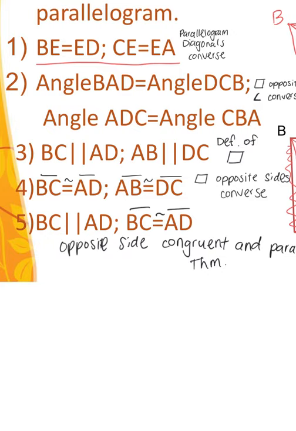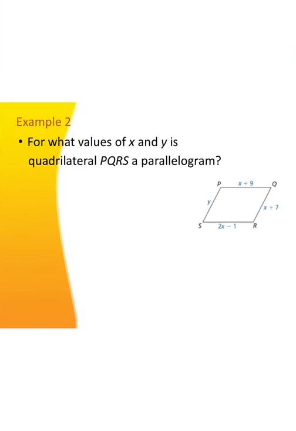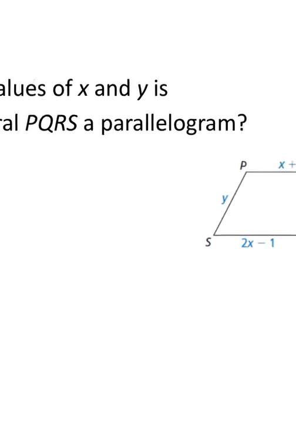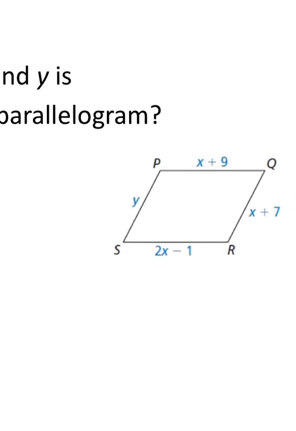All right, 3 examples total. So we got 2 more. Example 2. For what values of x and y is quadrilateral PQRS a parallelogram? What do you think we do? X plus 9 equals 2x minus 1. Good. Because opposite sides have to be congruent, okay?